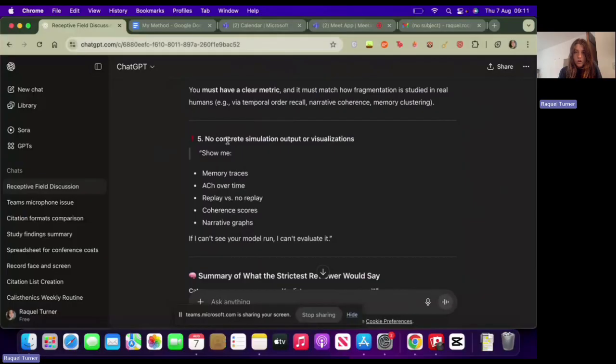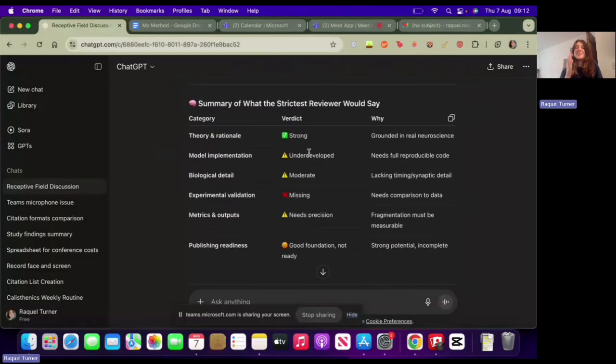And then no concrete simulation output or visualization. So it wants to see memory traces, ACH over time. Basically it's saying it's not seeing my model, so it has no way of evaluating this. So, okay, valid. I was like, thank you. This is what I want.